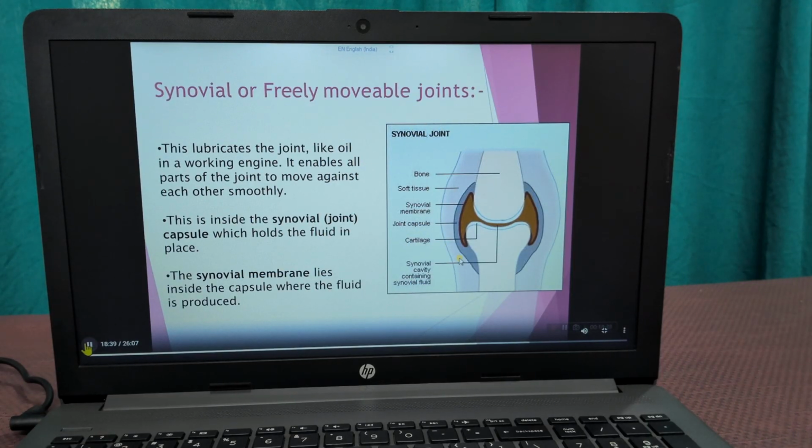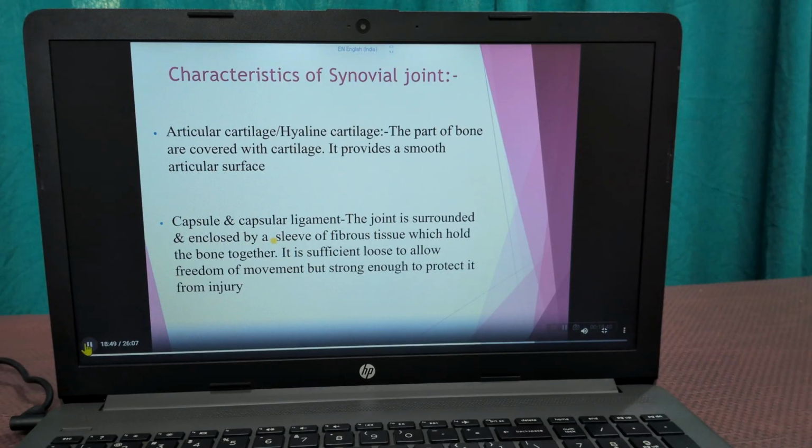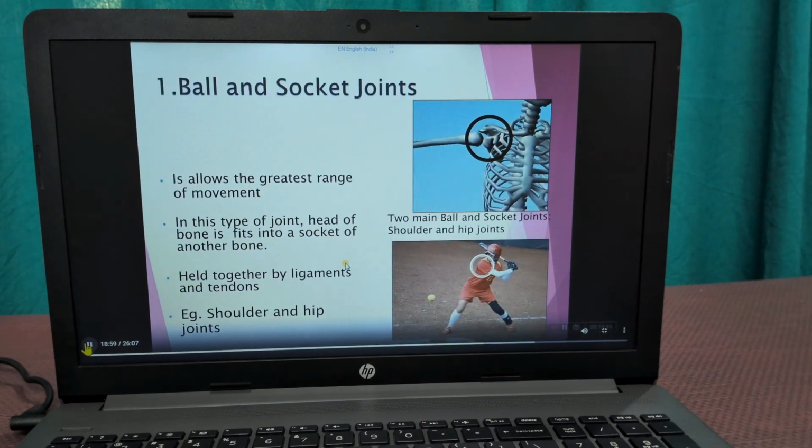For example, you can see in the diagram, these are the joint capsules. What is the function of these capsules? This holds the bones together. The main function of the capsule is to hold the joint together and also protect the joint from injury.